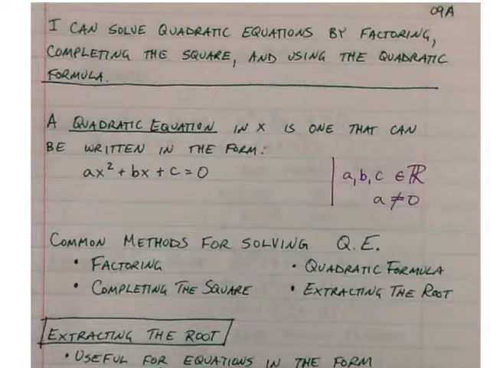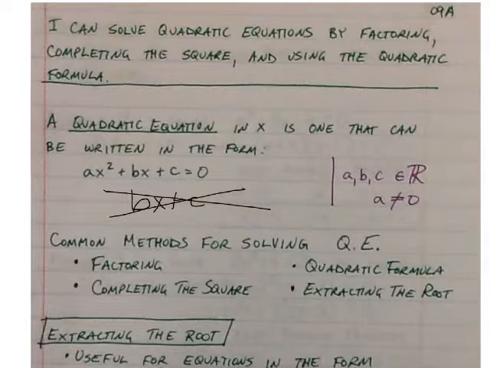Alright, so the lesson, I can solve quadratic equations by factoring. If we're going to learn how to do that, we should know what a quadratic equation is. A quadratic equation in x is one that can be written in the form ax squared plus bx plus c. It should be noted that a, b, and c are real numbers, and that a is not 0. If a was 0, we would just have bx plus c, and that's not a quadratic equation.